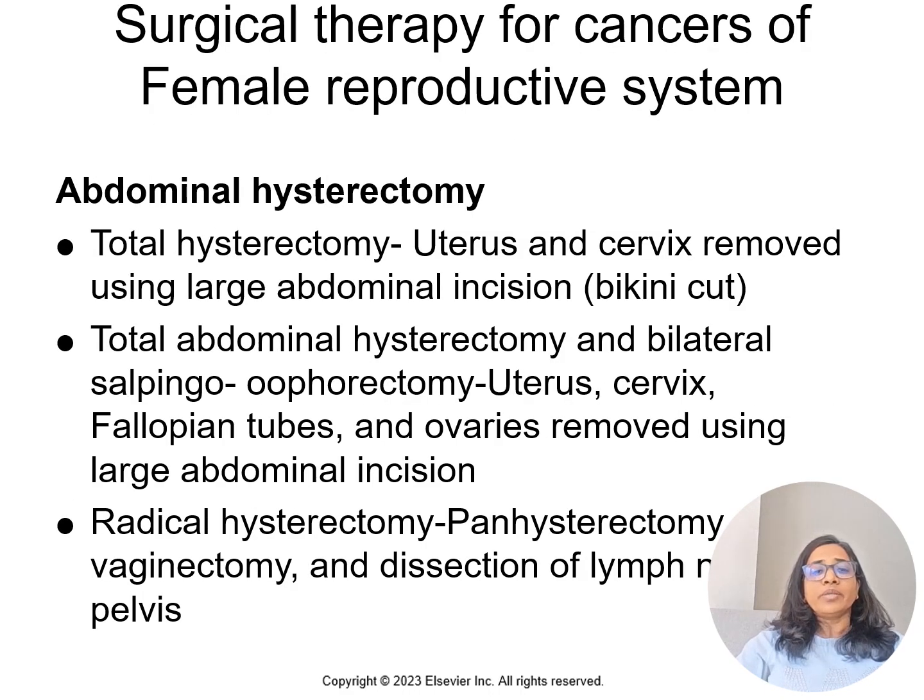So surgical treatment usually includes abdominal hysterectomy, or removal of the uterus. Sometimes, if the cancer has extended to other organs, a hysterectomy with bilateral salpingo-oophorectomy is done. That means the fallopian tubes and ovaries are also removed.